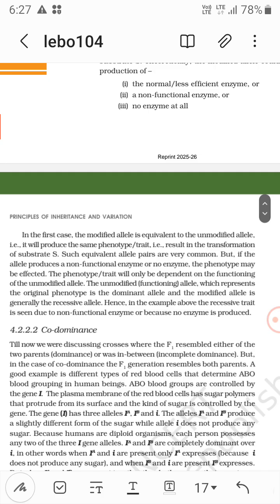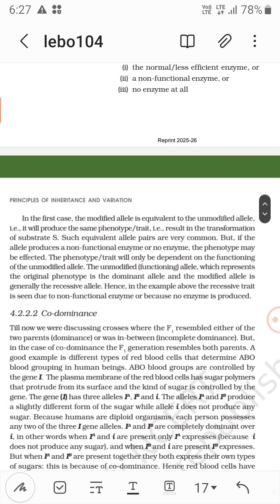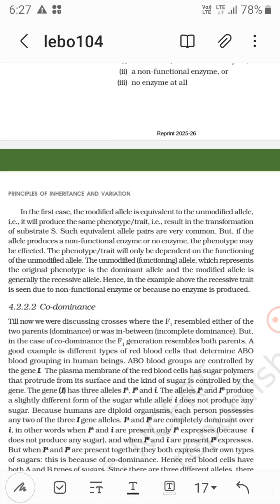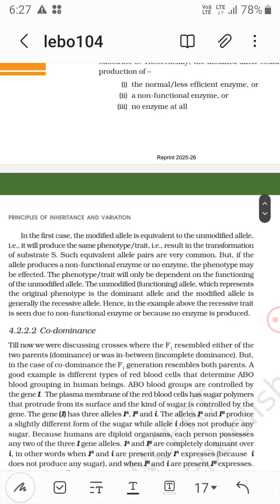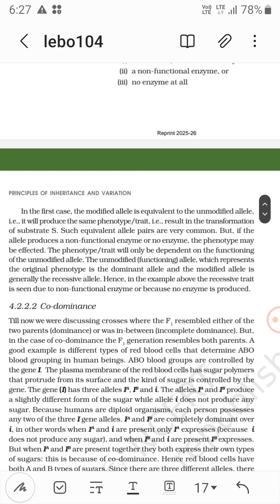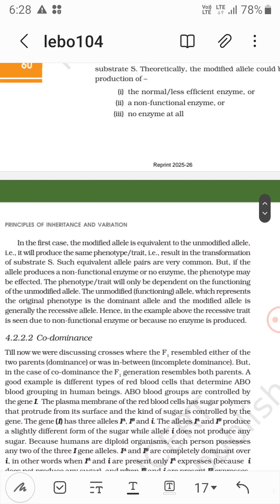Such equivalent allele pairs are very common. But if the allele produces a non-functional enzyme or no enzyme, the phenotype may be affected. The phenotypic trait will then depend only on the functioning of the unmodified allele, that is, the normal allele.